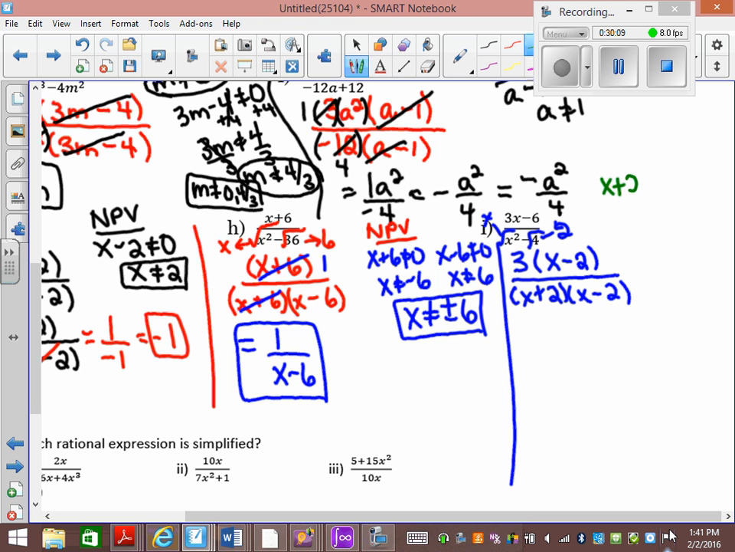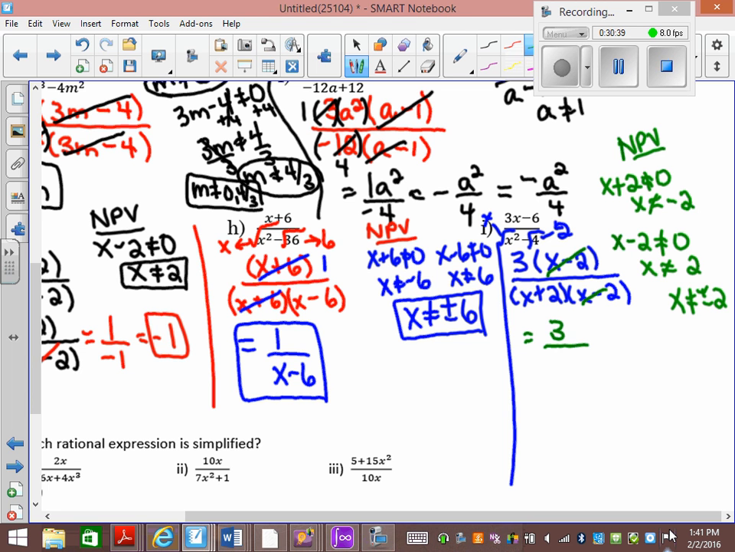X plus 2 can't equal 0. X minus 2 can't equal 0. And x equals negative 2. And x can't equal 2. So x can't equal plus or minus 2. Then the x minus 2's cancel. And I'm left with 3 over x plus 2. Ta-da!